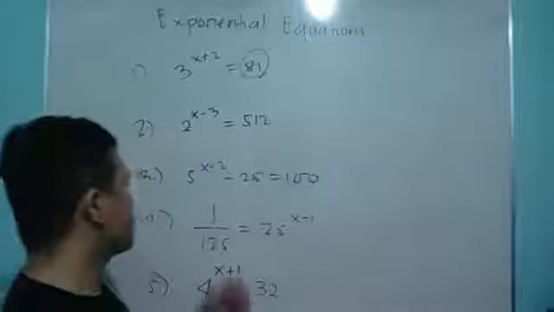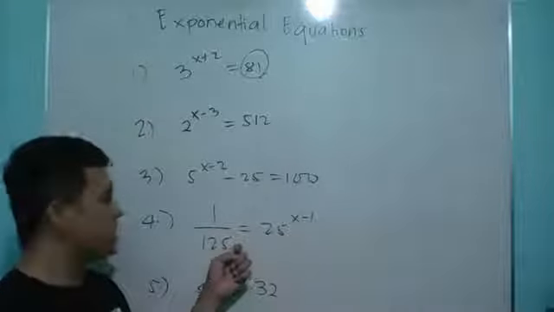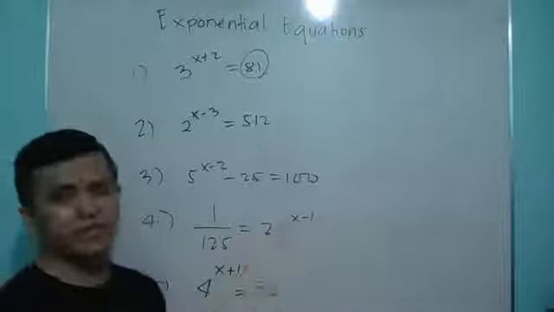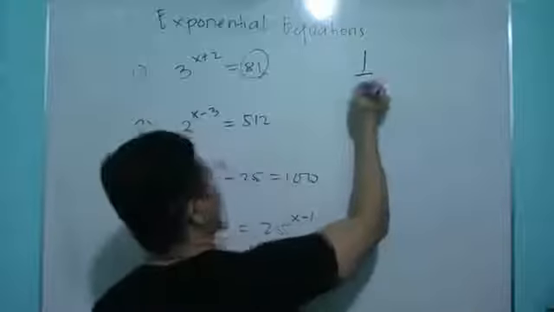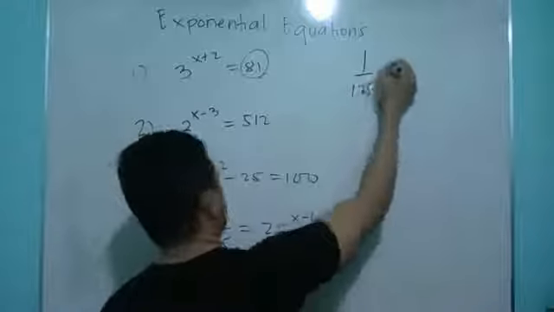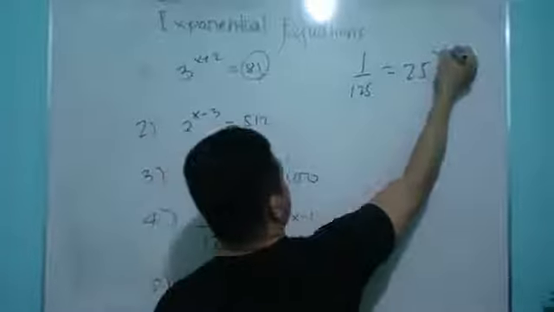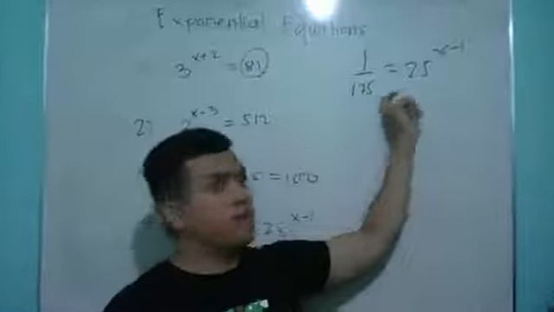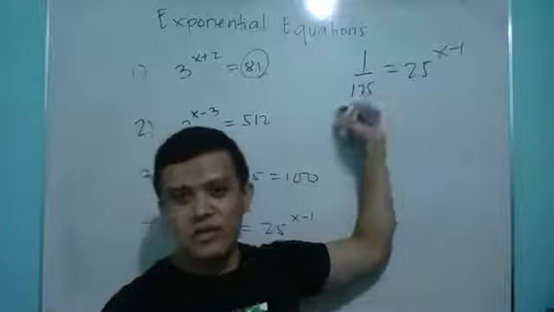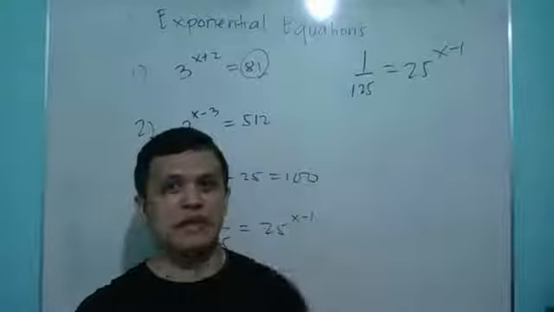The next question is 1 over 125 is equal to 25 raised to x minus 1. Okay, so there we go. 1 over 125 is equal to 25 raised to x minus 1. Now in this case, we cannot express each one in terms of 25, right? 125, you cannot express that in the exponential form of 25, okay?